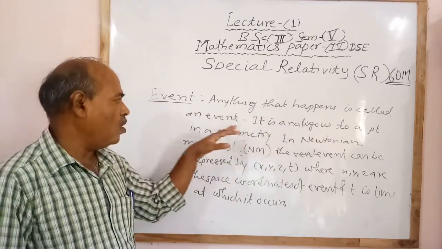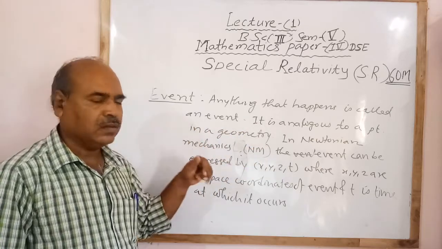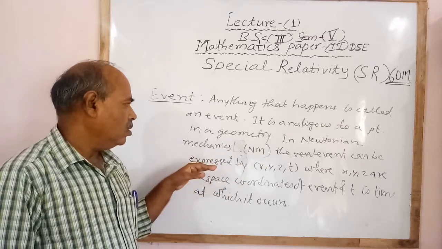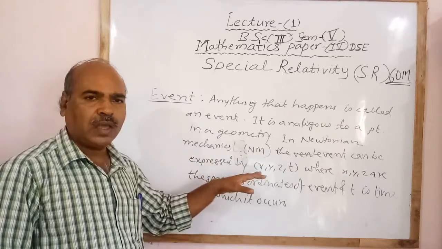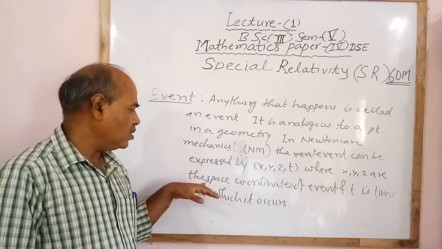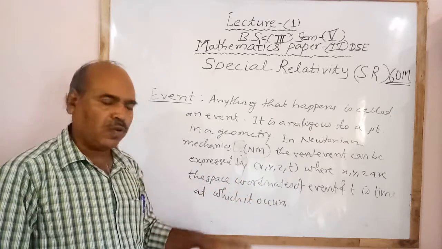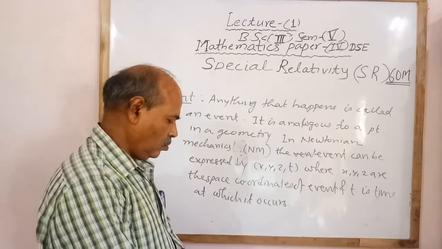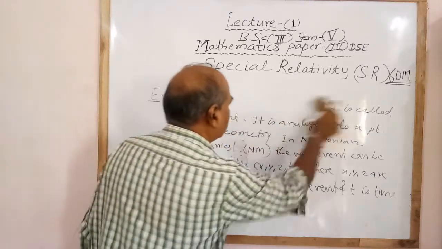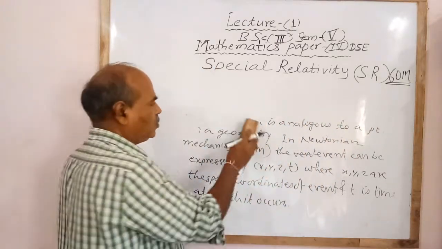So the definition of event: anything that happens is called an event. It is analogous to a point in geometry. In Newtonian mechanics, the event can be expressed by x, y, z, t, where the first three coordinates x, y, z are the space coordinates of the event, and t is the time at which it occurs. Then next we see the Galilean transformations.